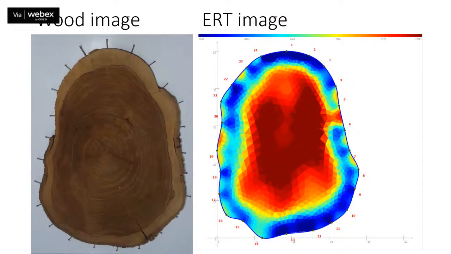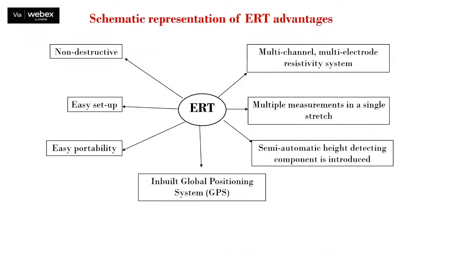This is for a teak disc we dried, and this is the image we developed, and we have a schematic representation of the advantages of ERT. One, it is non-destructive, easy to set up, portable, it has GPS positions, automatic height can be detected, it is semi-automatic, and multiple measurements can be taken at a single tree. It has a multiple electro-resistive system, and this is very helpful for capturing at different heights and making 3D diagrams also.